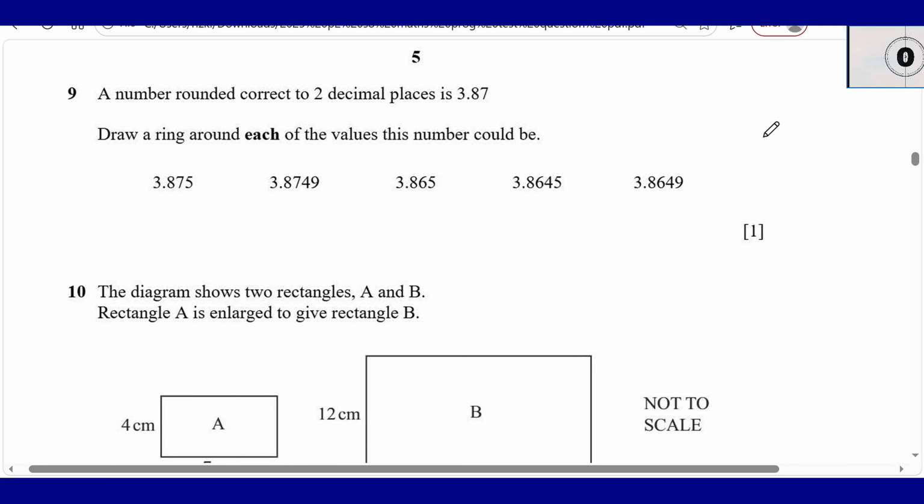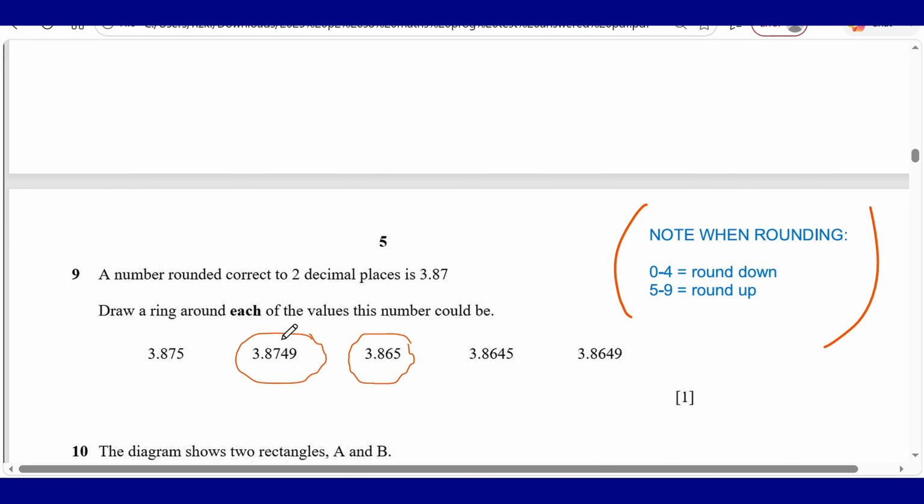Okay, let's check it out. So guys, we have two answers, 3.8749 and 3.865. We are aiming for 3.87. If we mark a border, this digit is more than 5, so when we round off, it should go to 3.88, so this one is wrong. This one is correct, as the next digit is 4, so we round down and ignore it, so it goes to 3.87.